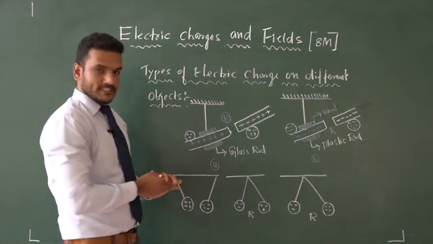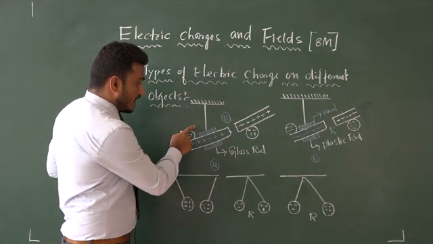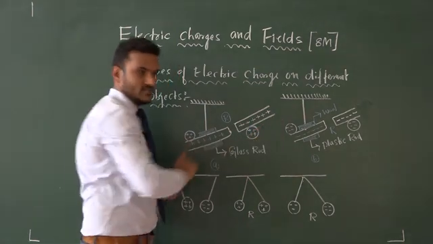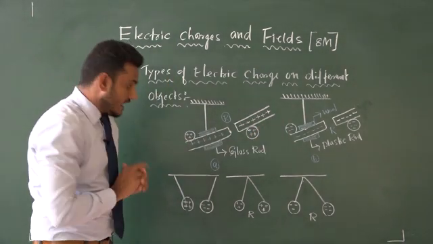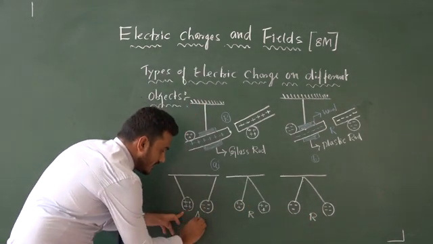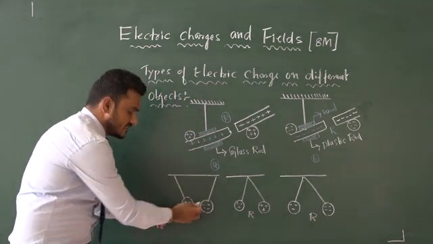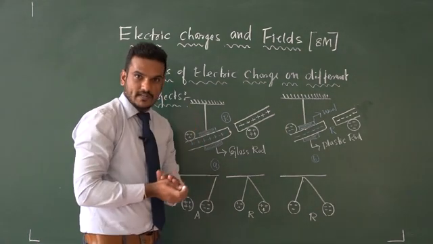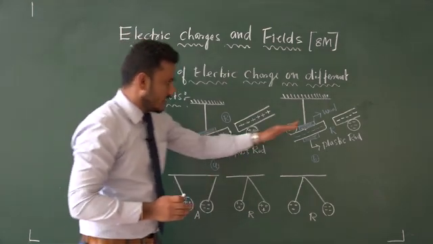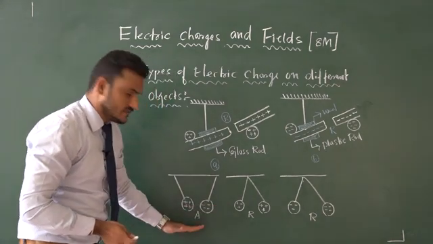From this experiment we learn two important things. One is there are only two kinds of charges, namely positive charge and negative charge. And the second thing, like charges repel each other and unlike charges attract each other. Like charges means similar charges, unlike charges means opposite charges. So two things we learned. The first one is there are only two kinds of charges, positive and negative. The second: like charges always repel, unlike charges always attract.